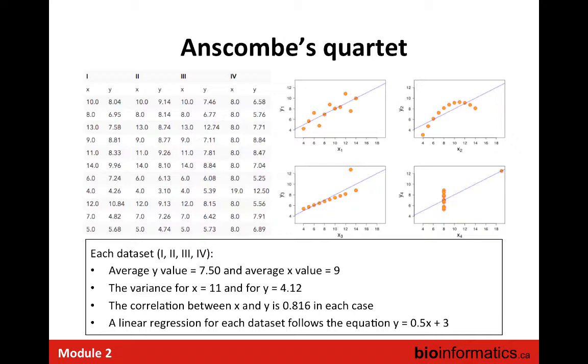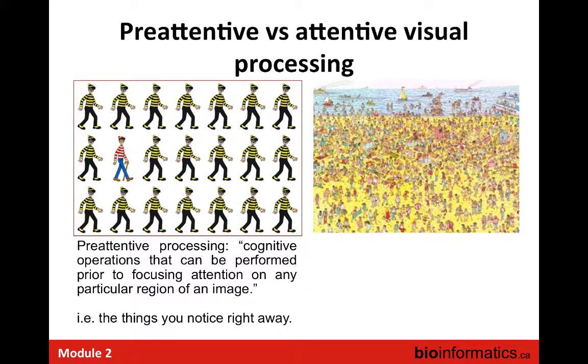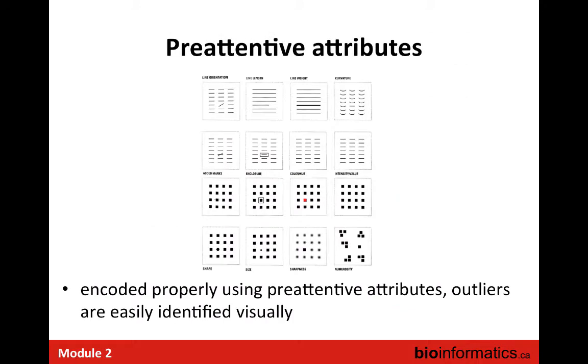We have two types of visual processing: the pre-attentive and the attentive visual processing. The pre-attentive is the one that's going to allow you to spot Charlie, actually Waldo here, on the left part of the plot very easily. The first thing you notice right away. And then you would use your attentive visual processing to actually find him on the beach on the right. So we want to use our pre-attentive brain tool, I would say, to spot outliers. Encoded properly using pre-attentive attributes, outliers can easily be identified visually.